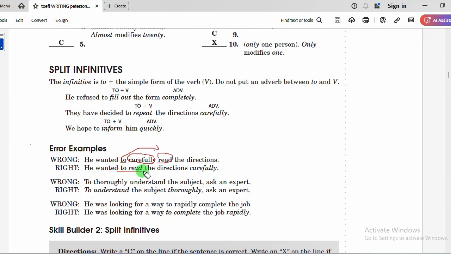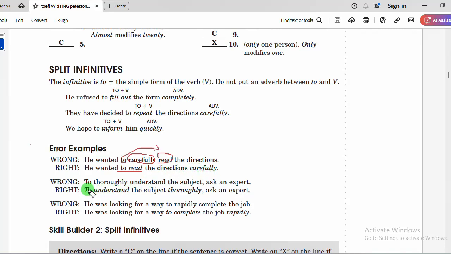Notice that the infinitive here is directly used after the word to. He wanted to read the directions carefully. The modifier or the adverb carefully was put in end position, at the end of the sentence.